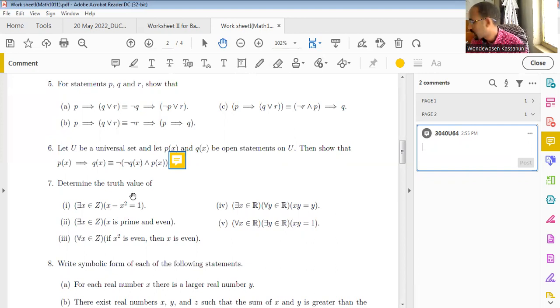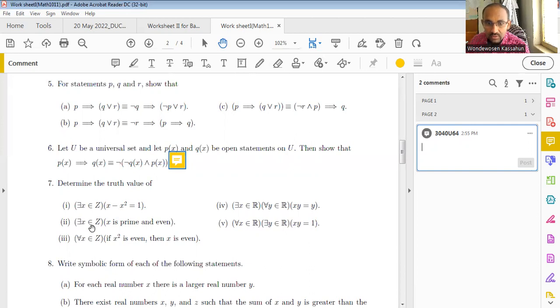x times (1 minus x) is equal to 1, or solving this quadratic equation, minus x squared plus x minus 1 equal to 0. When you solve this quadratic equation, if you get an integer solution, then it's true. Okay, it's true.